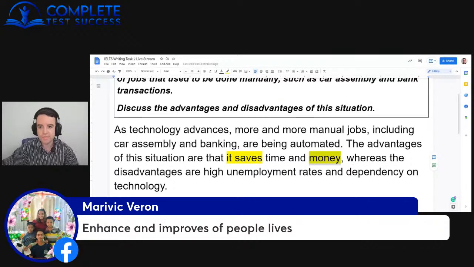Enhance and improve people's lives. That would be too vague. How does it enhance their lives? How does it improve their lives? If you tell me how it improves their lives, that would be a specific idea. But at the moment, that's too vague.